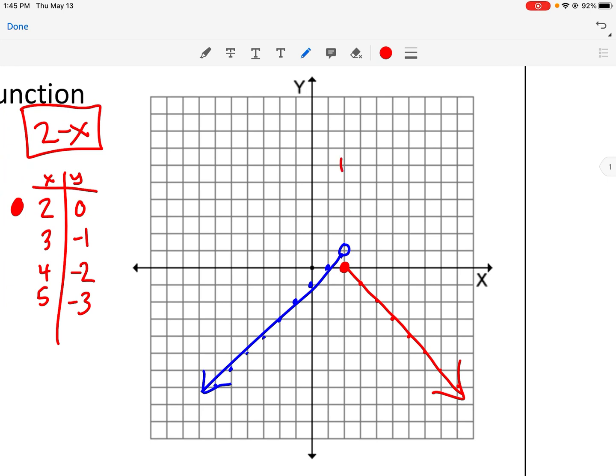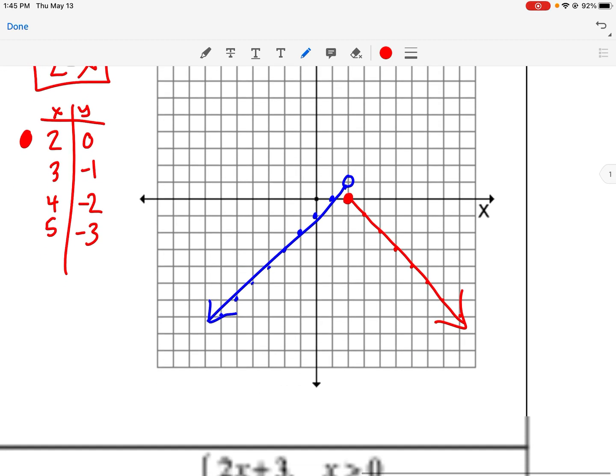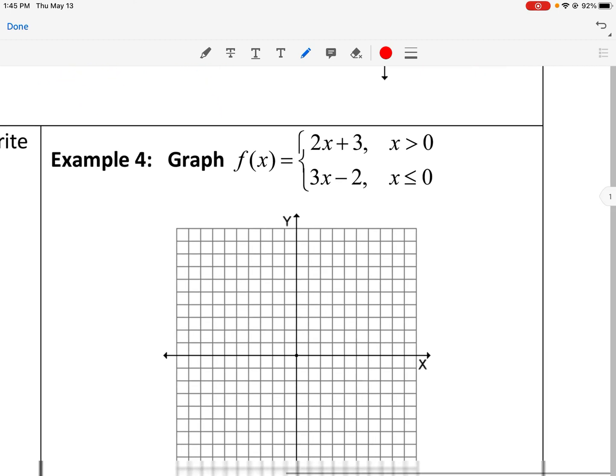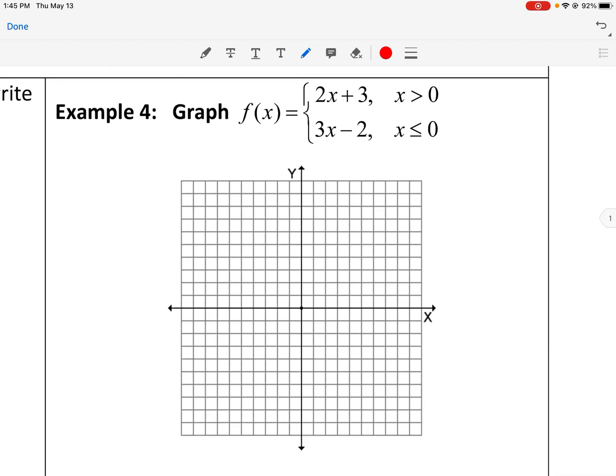And it passes the vertical line test because if I run a vertical line even through that point right there, it still passes because this is an open circle, and so it doesn't count. That doesn't count as a touch. So it passes the vertical line test. It is a function. So we're going to go to example 4, skipping 3 for now.